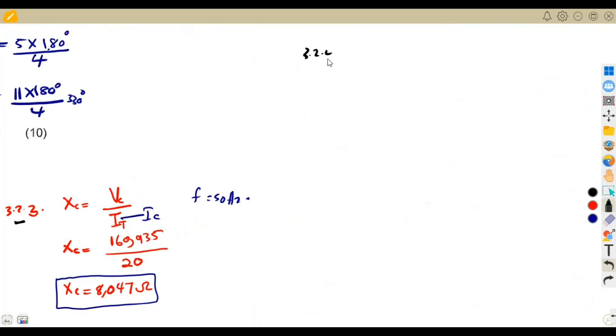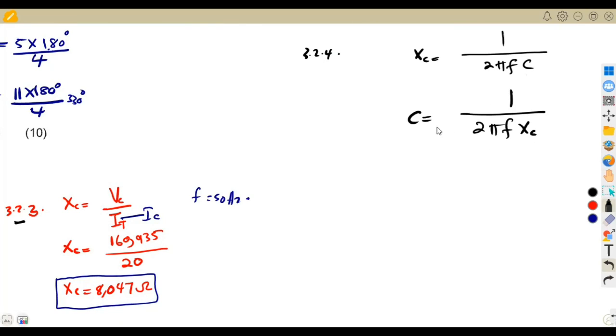So 3.24, remember, XC is taken from 1 over 2 pi FC, which is the same. If we make C the subject, you are going to see that the capacitance is equal to 1 over 2 pi F XC. So these two are just taken from the same. We've got everything on this formula actually. So it's just a matter of substituting 2 pi times the frequency of 50 times our XC, which is 8.047.